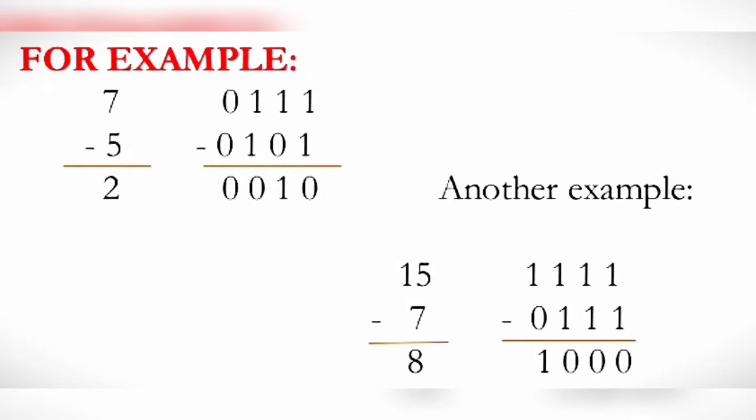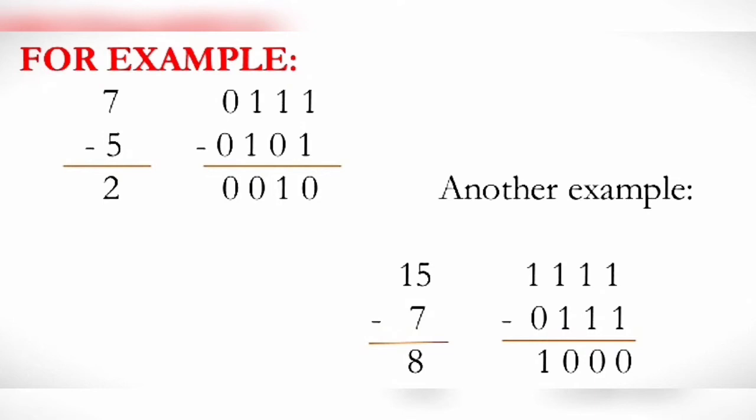Example for binary subtraction. As we see in the picture, 7 minus 5 is equal to 2. We can write 7 as 0111 and 5 as 0101. By applying the rules, 1 minus 1 gives 0, 1 minus 0 gives 1, 1 minus 1 gives 0, 0 minus 0 gives 0. 0010 is the binary representation of number 2.